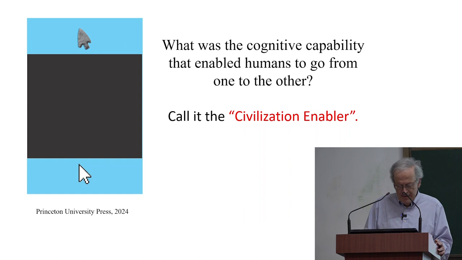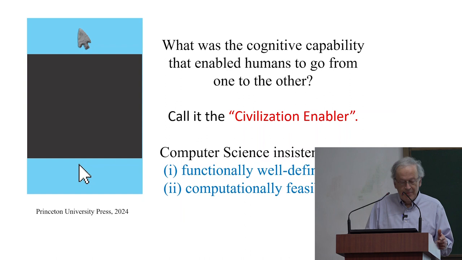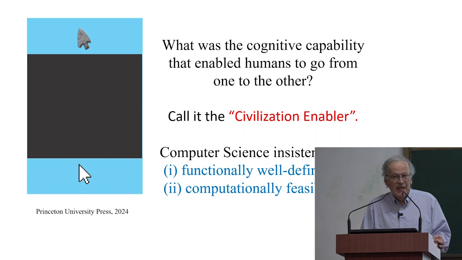And so I'm still doing computer science, and I want to describe this in terms of functions which are well-defined. In the terms of computer science, there's an input-output, you have to define it. And we want it to be computationally feasible. It should not just be a pie in the sky wish list. It should be something which is computationally feasible, even if we don't know exactly how nature does it.